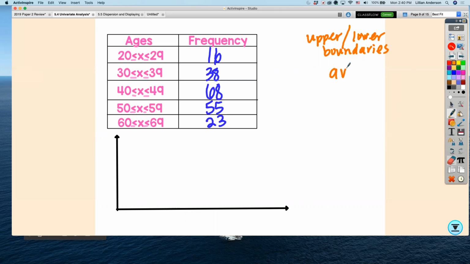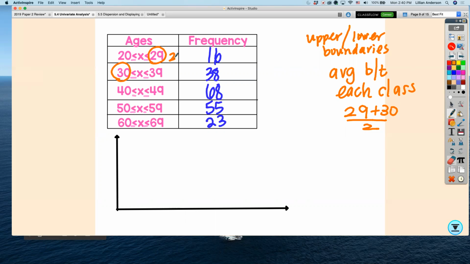This is found by taking the average between each class. This is how you find the upper and lower boundaries, by taking the average between each class. So you take the upper limit of one class, the lower limit of the next class, and you find the average. So that's 29 plus 30 divided by 2, which is what? 29.5. The halfway point between 29 and 30 is 29.5.